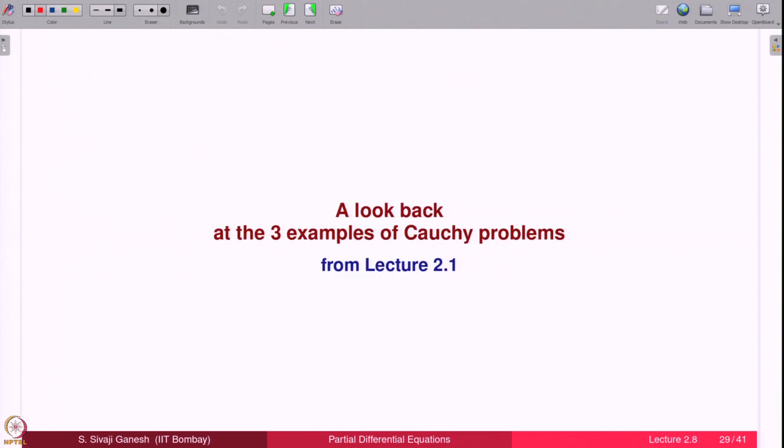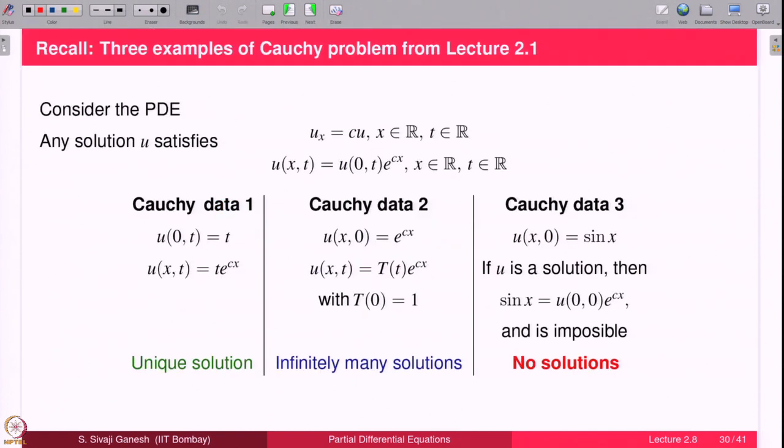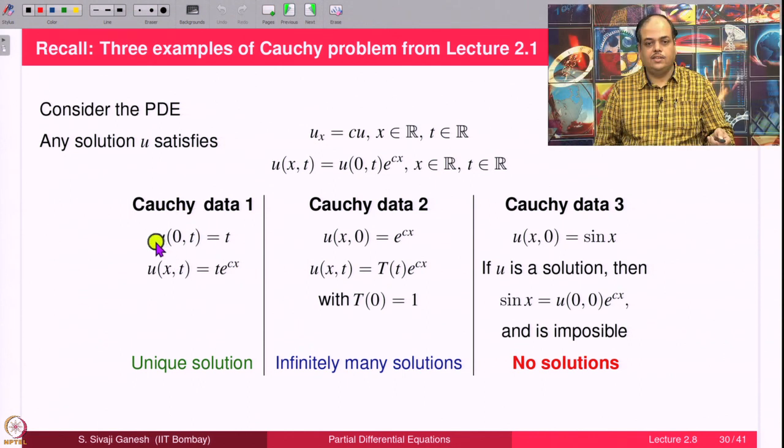Okay, now let us go back to the 3 examples that we were discussing in lecture 2.1. Recall the PDE was ux equal to cu, in fact it is like an ODE, there is no t dependence. And then Cauchy data 1, 2, 3. Cauchy data 1 had a unique solution. Note where it is prescribed: it is prescribed on the t axis, while Cauchy data for 2 and 3 are prescribed on the x axis. In one case you have infinitely many solutions, in the other case there are no solutions.